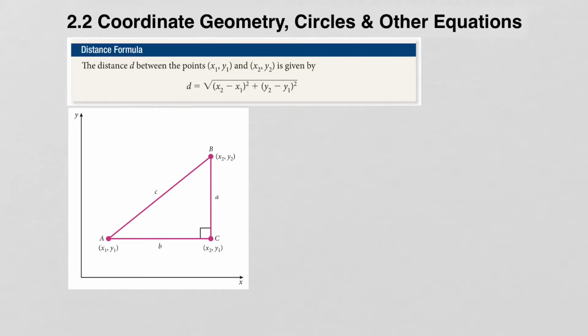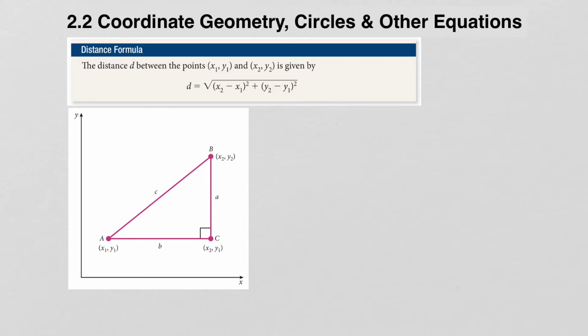In section 2.2, we look at coordinate geometry, circle, and some other equations. Let's talk about how to find the distance between 2 points in a plane. Suppose we have a point (x1, y1) and another point (x2, y2), and those are just 2 points in the plane. And we want to find the straight line distance between those 2 points.